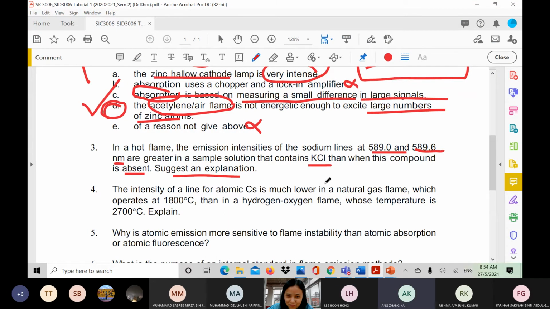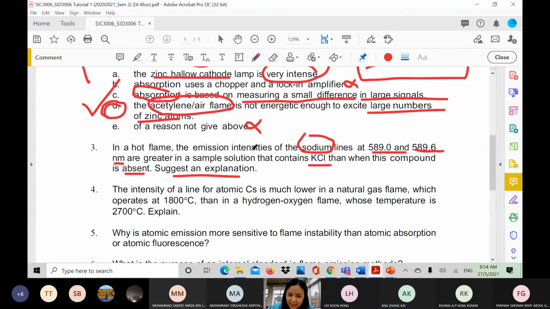We want to use AES to detect which element? Sodium. We want to detect sodium. Sodium is which group of element? Group 1. Group 1 element.